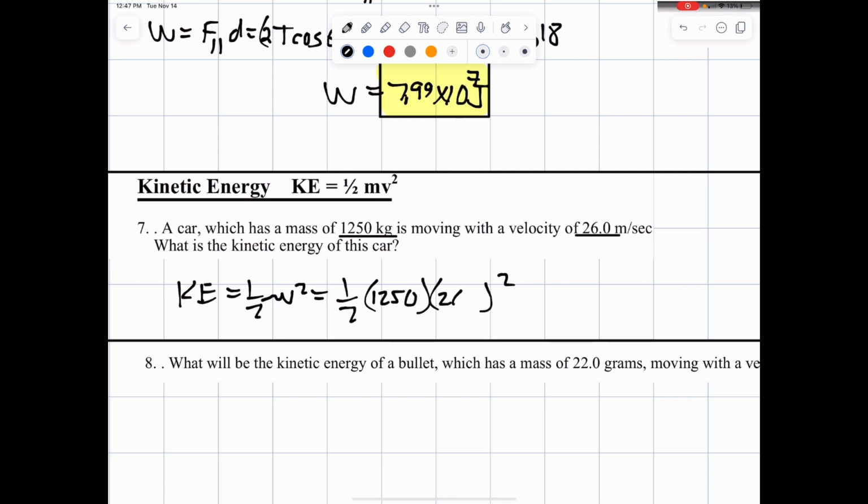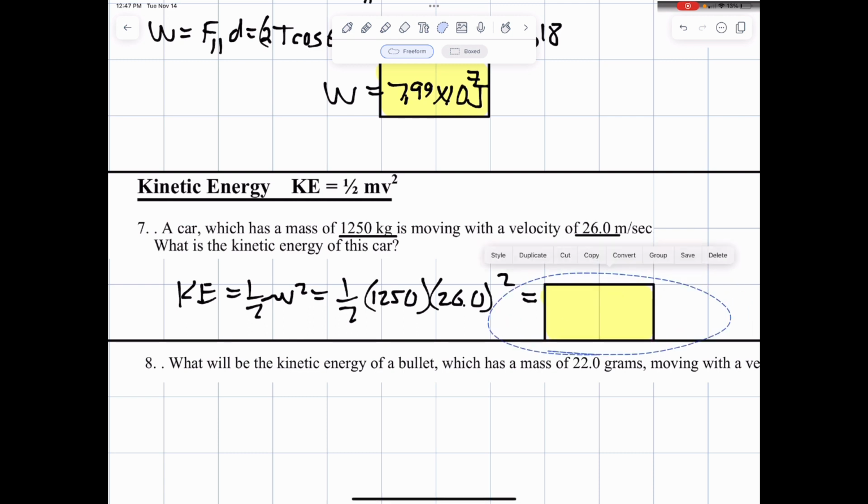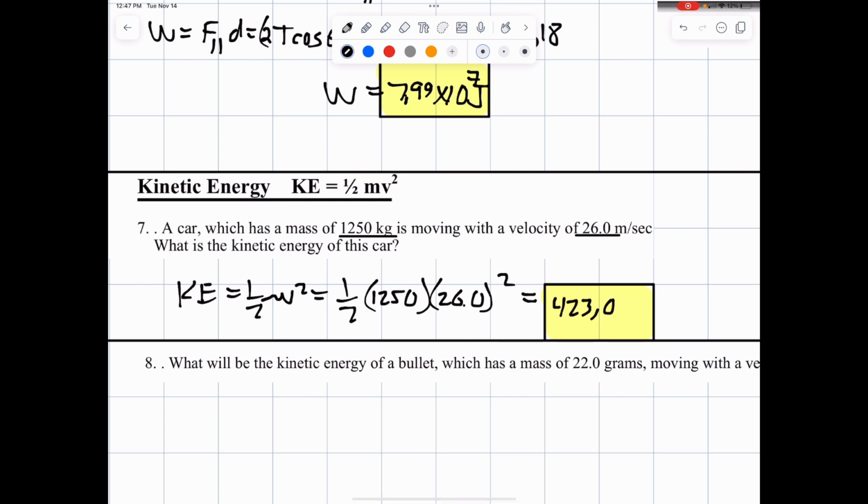1250, 26 squared. So square the 26. Once you've done that, multiply times 1250 and hit equals. Now divide by 2, take half. You should be getting somewhere in the neighborhood of about 423,000 joules.